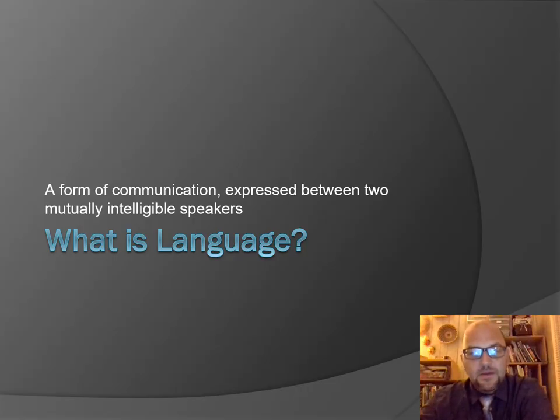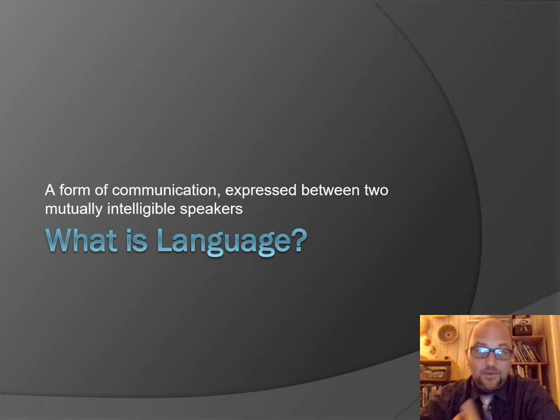Another way to think about language is to say that it's a form of communication expressed between two mutually intelligible speakers. That goes back to the learned and shared thing, right? And the mutually intelligible speakers is really critical here, because one thing that a lot of people don't understand is that they want to claim that there is a right way and a wrong way to speak, and that's just not reality. If you and I both understand each other, then it's a perfectly valid form of a language.